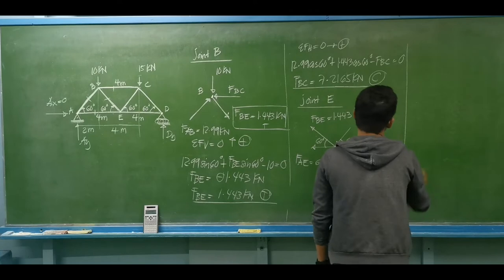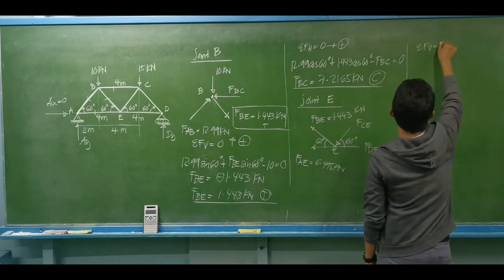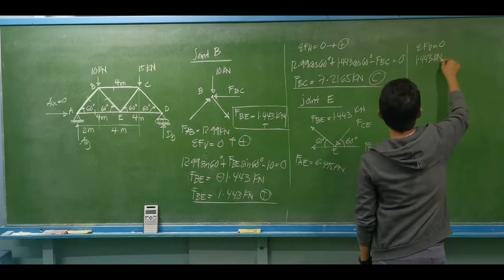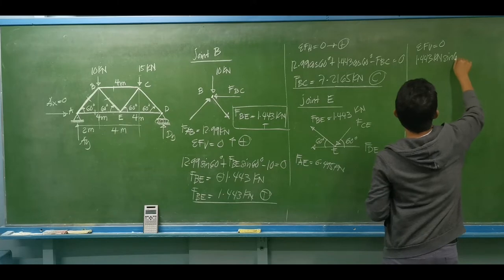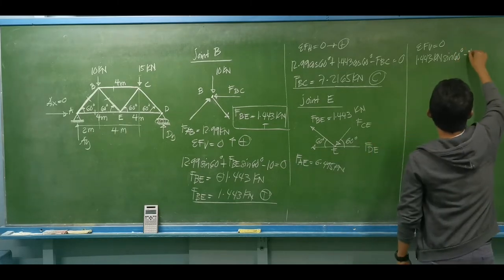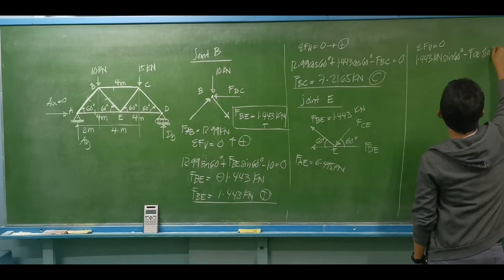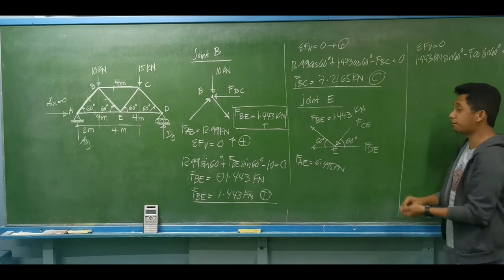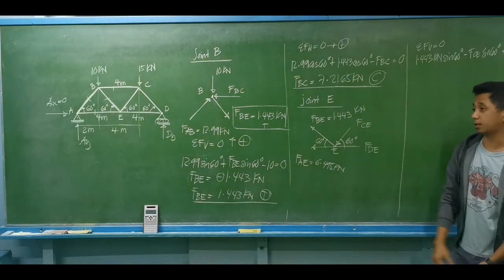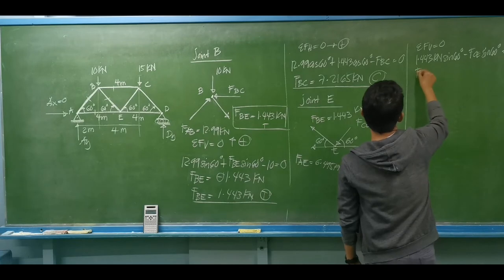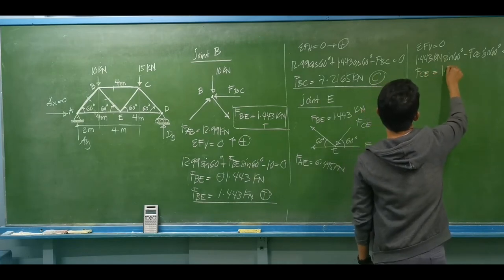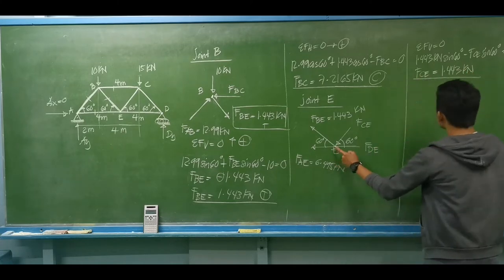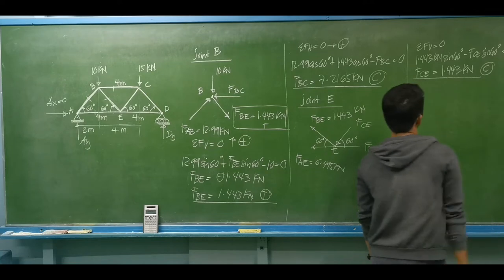If you have to check that, summation of forces vertical equal to zero, obviously, 1.443 kilonewtons sine of 60 degrees minus the axial force CE sine of 60 degrees equal to 0. If this is upward, to be in equilibrium we need a force with a component downward. So obviously the axial force for CE is the same as 1.443 kilonewtons. But it is towards joint E, it is under compression.